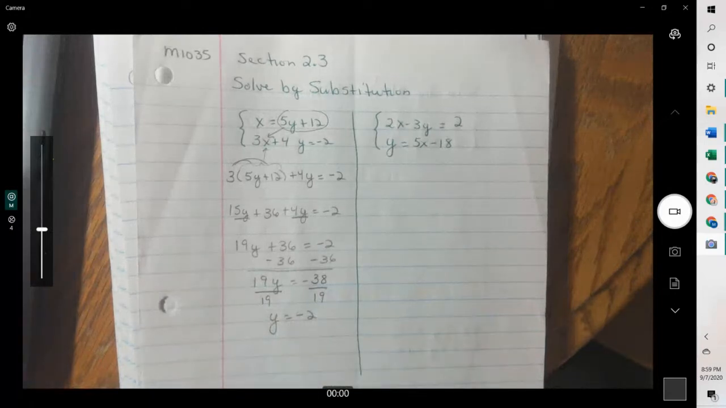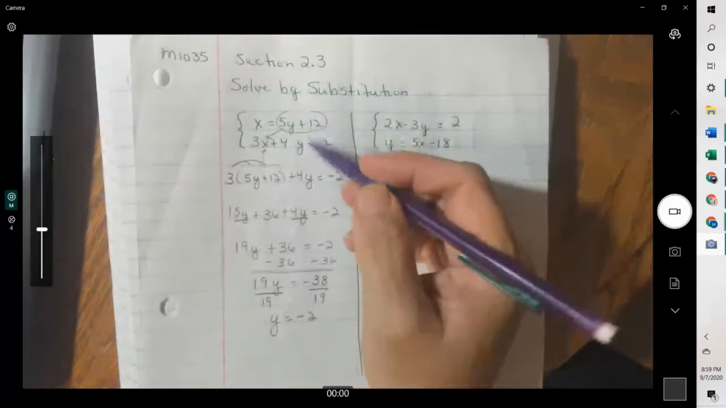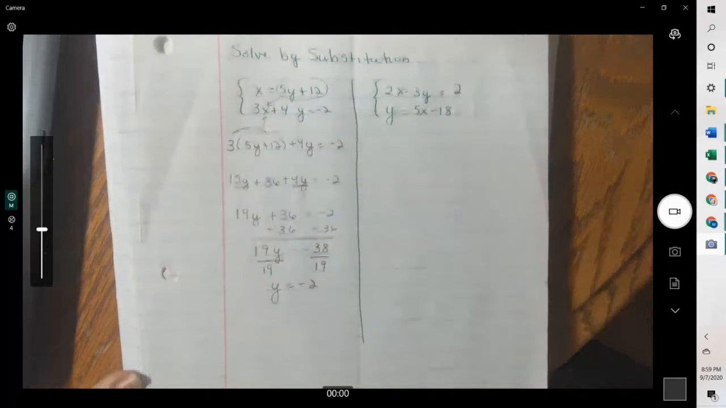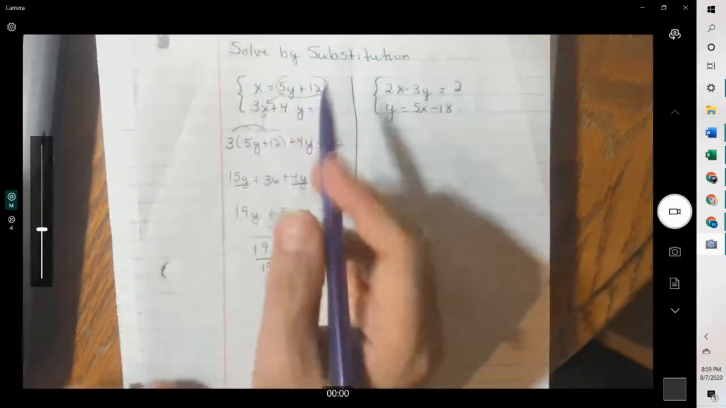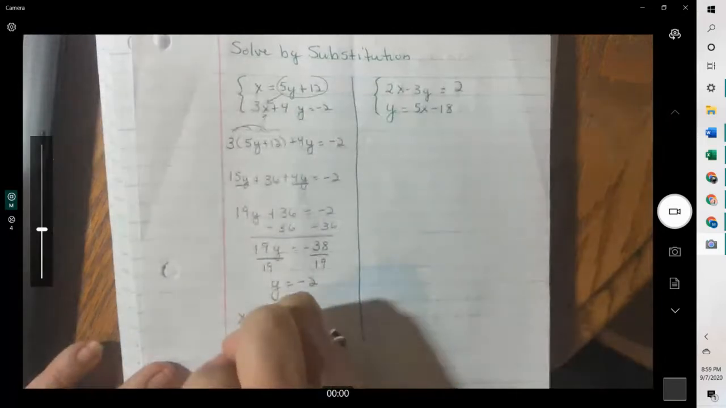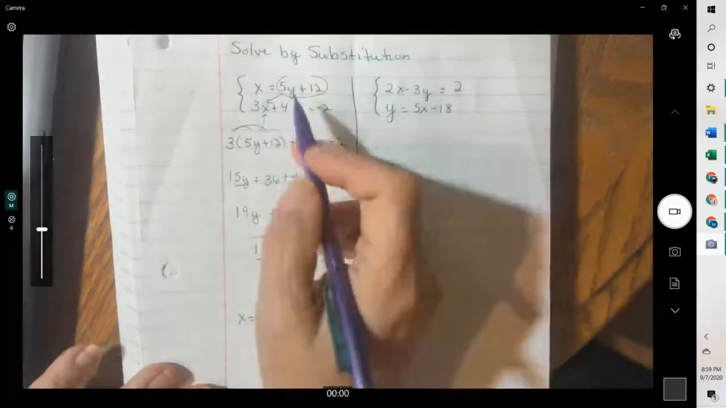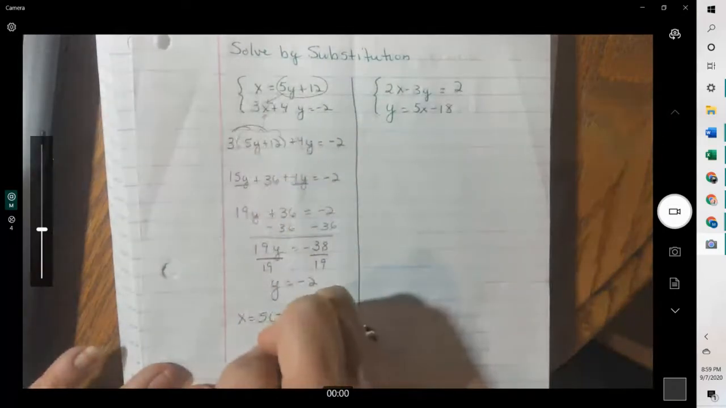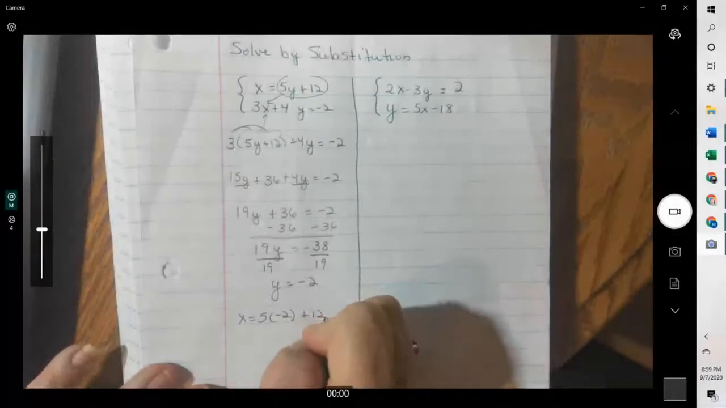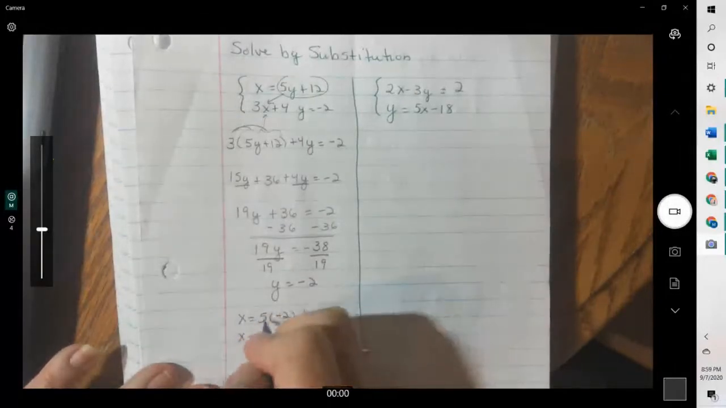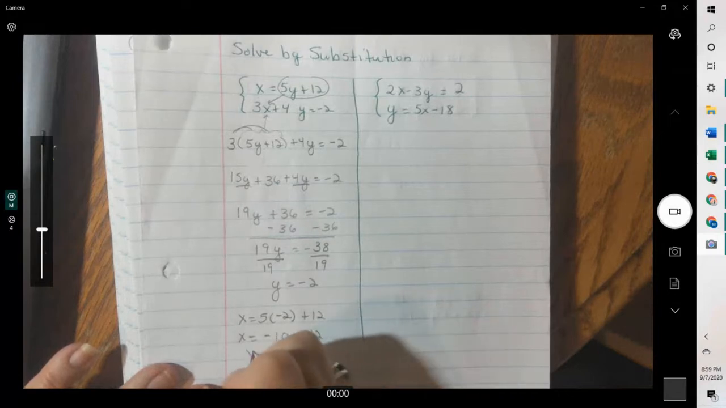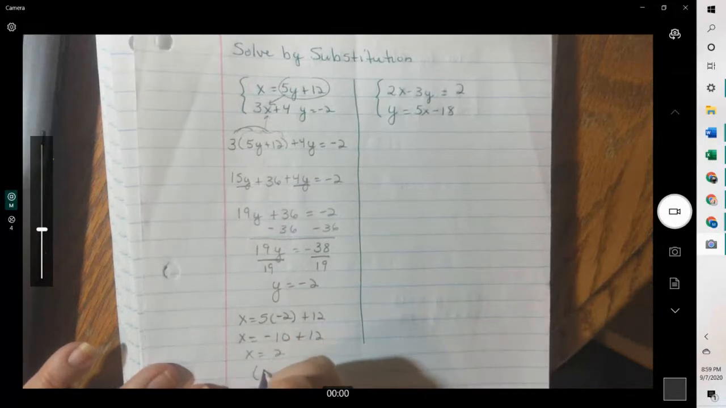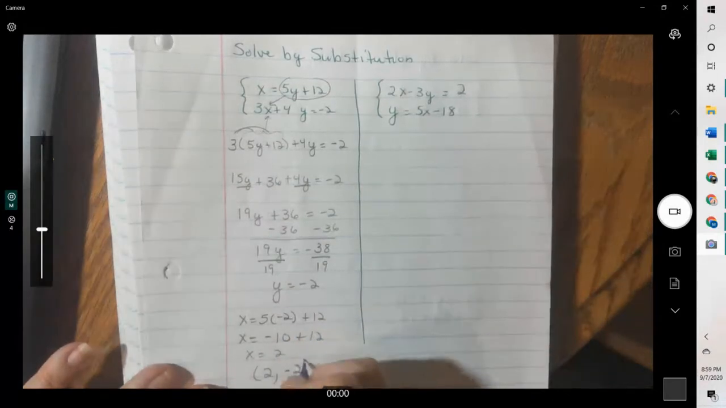Now you need to go back and plug it into one of the two equations and find the x value. This one's already solved for x. Plug it in this one. So we know x equals 5 times y, which is negative 2, plus 12. So we get a negative 10 plus 12, or 2. So our answer is 2, negative 2.